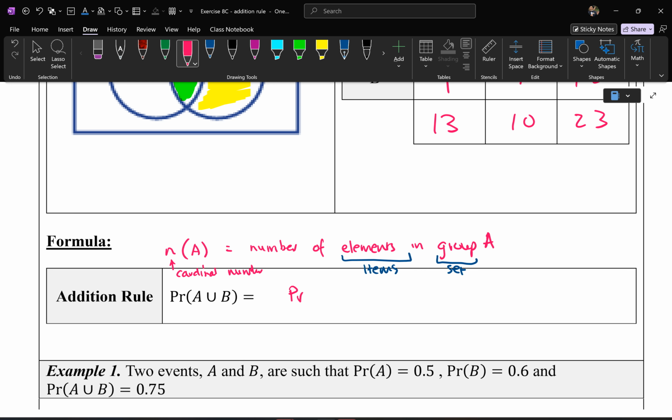So here, Joanne said before, A union B, we already know it's group all of A, so probability of A, plus probability of B, minus probability of A intersection B. So probability is different because you need to know the total and the number of favorable outcomes out of the total. Versus cardinal number, you don't need to know. It doesn't have to be a proportion, doesn't have to be out of the total, it's just a number.